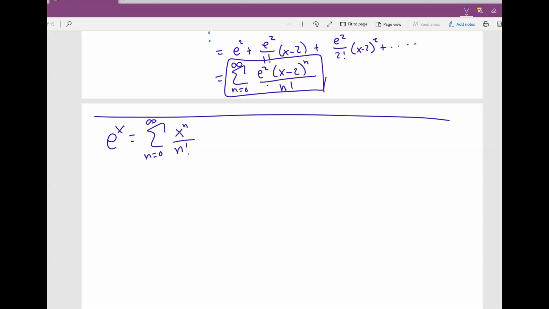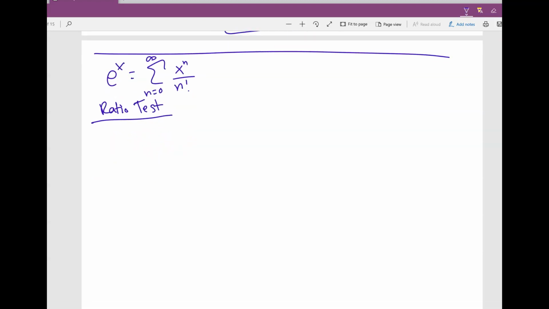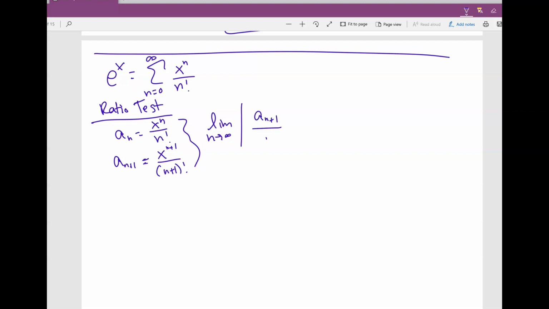So all you have to do to find the radius of convergence is use a ratio test, very similar to how we were doing the power series. We know that a sub n equals x to the n over n factorial, and a sub n plus 1 is going to be x to the n plus 1 over n plus 1 factorial. I'm using the ratio test because we have factorials in here. So you want to take the limit as n goes to infinity of the absolute value of a sub n plus 1 over a sub n.